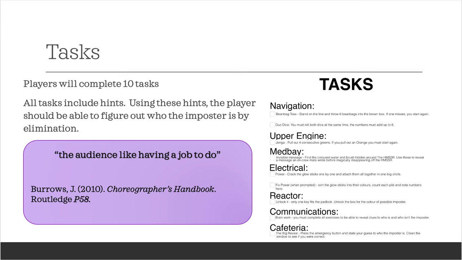Using these clues, they should be able to eliminate possible crewmates that they don't think are the imposter, leaving them with a list of who the imposter could be. At the end of the escape room, the players will have the chance to hit the emergency button to lock in their answer, which will then be revealed for them.